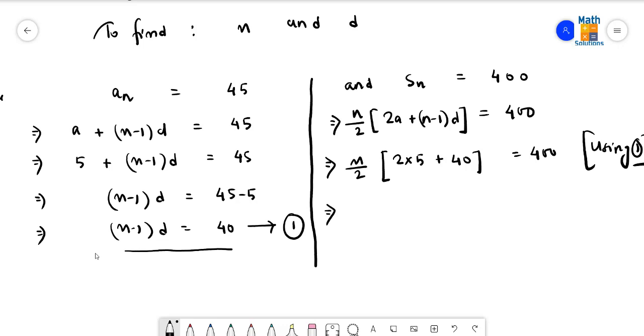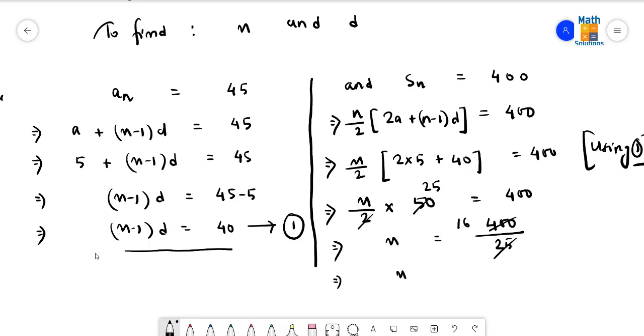Then after n by 2 into, this is 2 into 5 is 10, 10 plus 40 it is 50, is equal to 400. So I get here after cancellation this is 25. So n will be equal to 400 by 25. After cancellation this is 16. So value of n we got as 16. So this is one result which is to be evaluated.